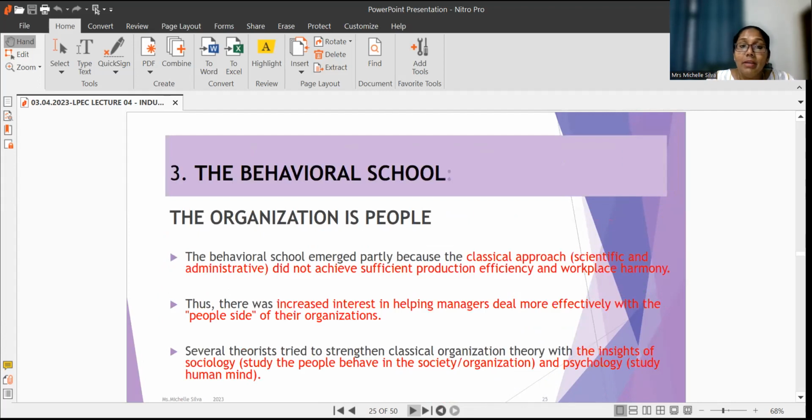Then under the behavioral school, finally, the owners of these factories came to the conclusion that organization is all about people. Initially, after the Industrial Revolution, most factory owners thought that organization is all about profit. But when employees became skilled, they realized that organization is all about people. There is no organization without people. So understanding their cognitive processes, understanding their behavior, and finding solutions for their problems was highlighted as very important.